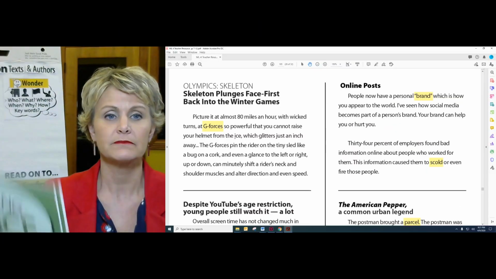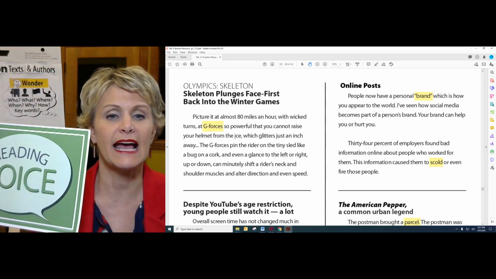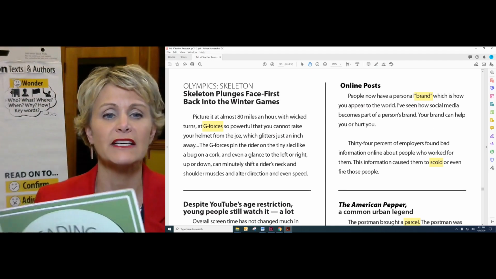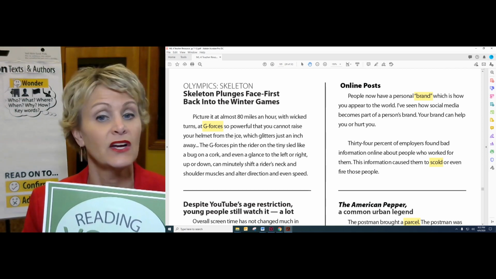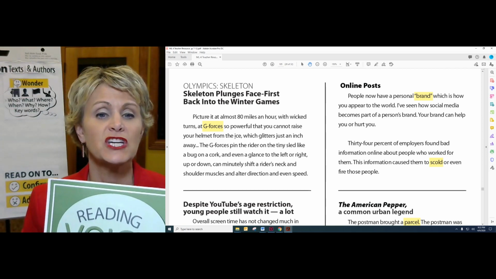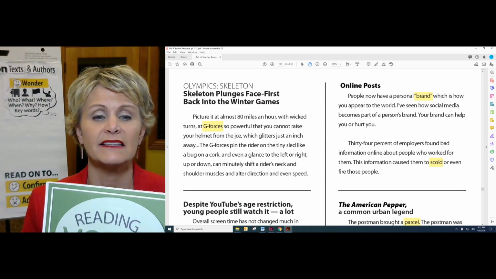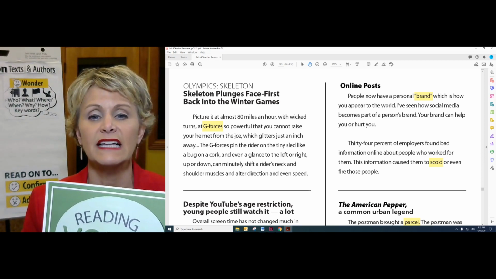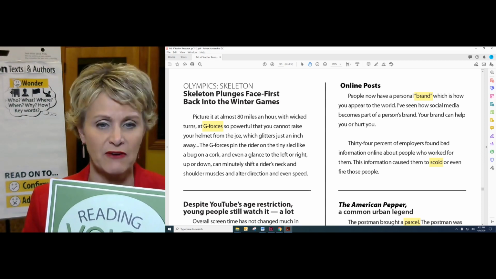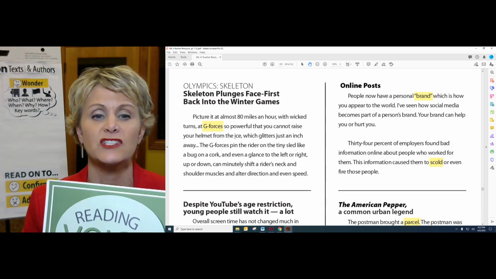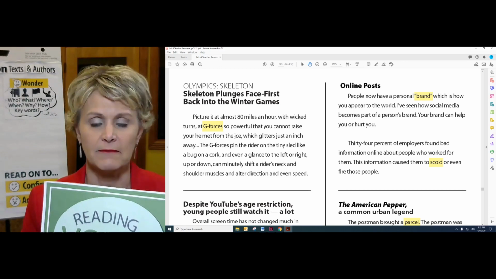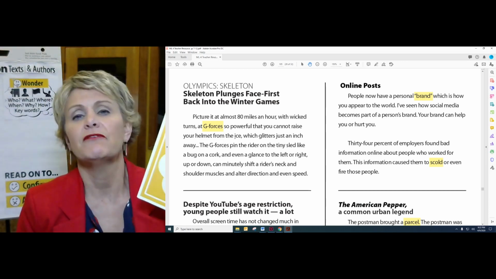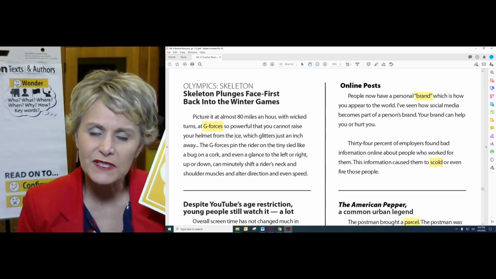Okay, here we go. Picture it at almost 80 miles an hour with wicked turns at G-forces so powerful you cannot raise your helmet from the ice, which glitters just an inch away. G-forces pin the rider on the tiny sled like a bug on a cork, and even a glance to the left or the right or up or down can minutely shift a rider's neck and shoulder muscles and alter direction and even speed. Okay. So G-forces is fast, I know, but can we get any more specific than that?